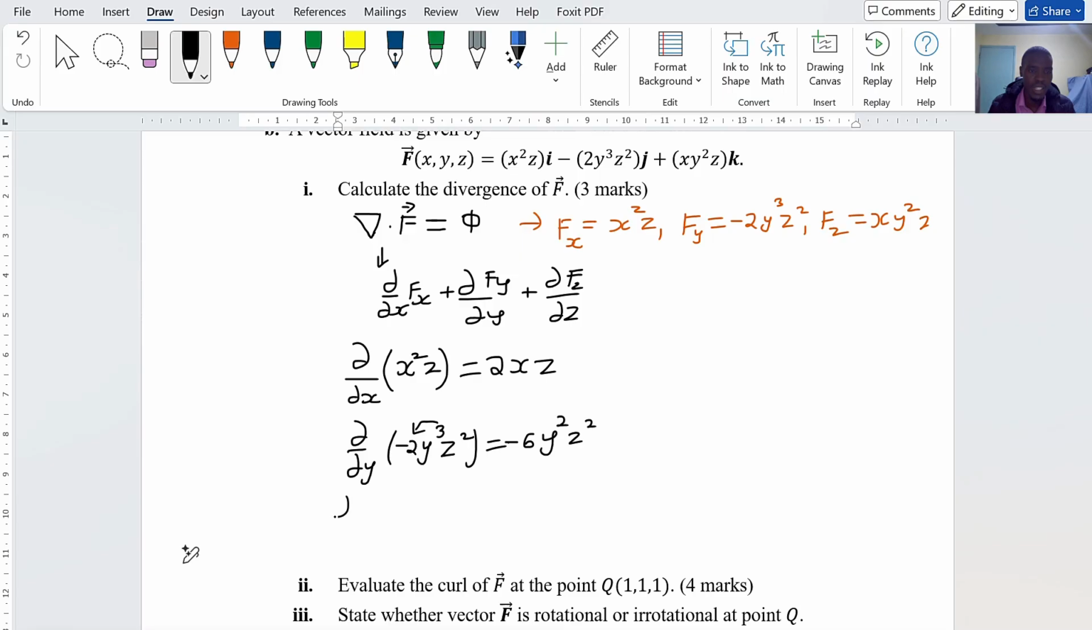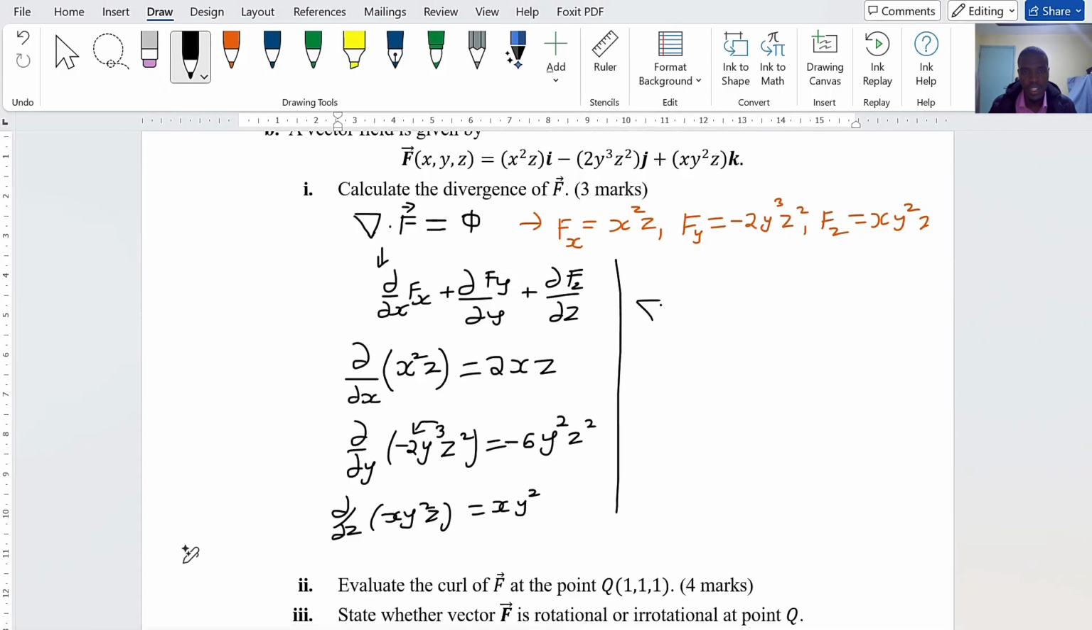Now the next part is d/dz of our fz, and fz is x y squared z. Now we observe z, so we leave x alone and we leave y alone. z is power 1, multiply everything, it remains the same. Subtract 1, minus 1, you get z to the power 0, which is just 1. So now this is what we have.